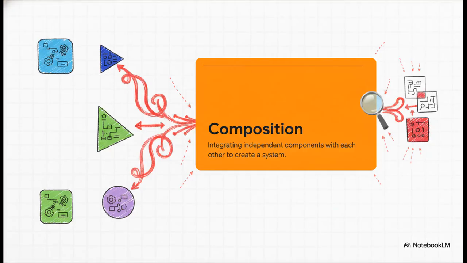So let's define this clearly right up front. In modern software engineering, we basically never build everything from scratch anymore. It's just not practical. Instead, we rely heavily on component composition. This is the process of integrating completely independent software components with each other to create a brand new, larger system, or what we call a composite component.